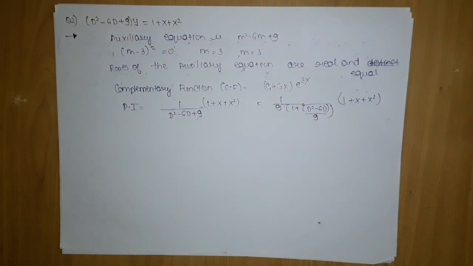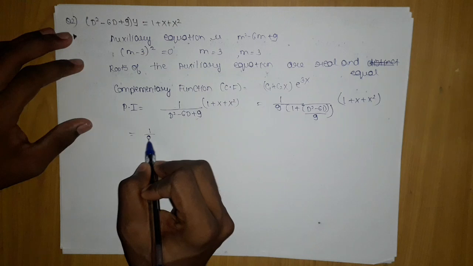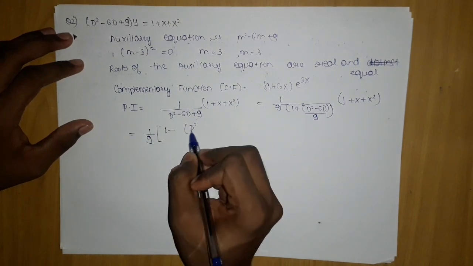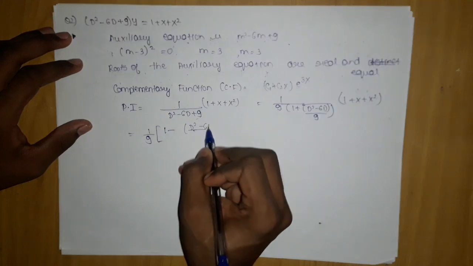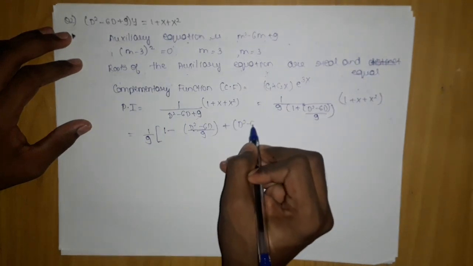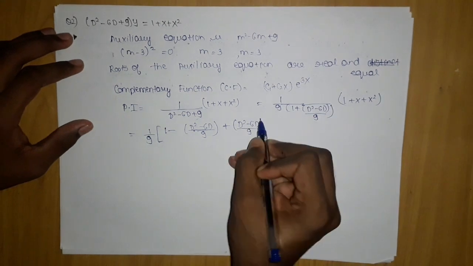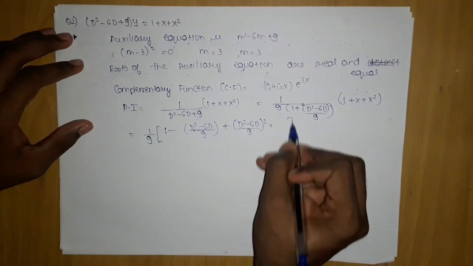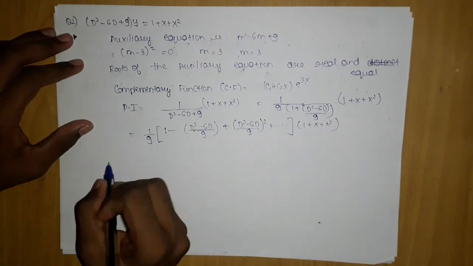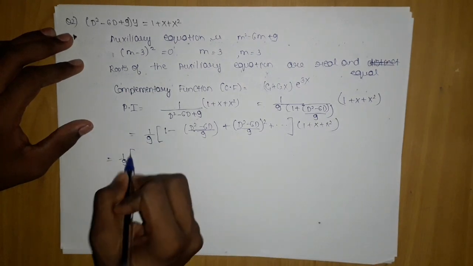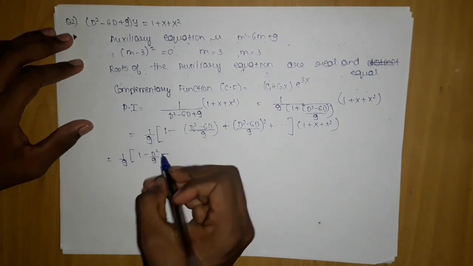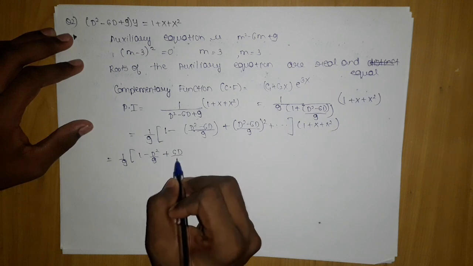If we use this, what we are going to get, 1 by 9 will be as it is outside. 1 minus (D square minus 6D) by 9 plus (D square minus 6D by 9) the whole square. And I know if I take powers greater than this, it will be problematic, so I am going to stop at that only. 1 minus D square by 9 plus 6D by 9.